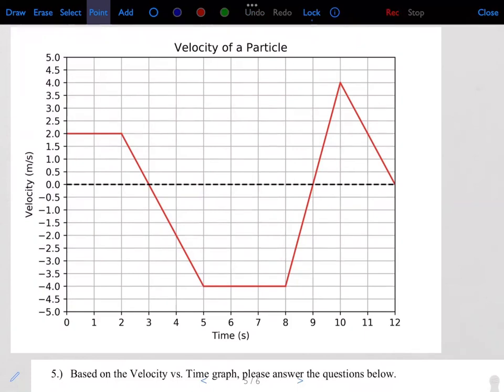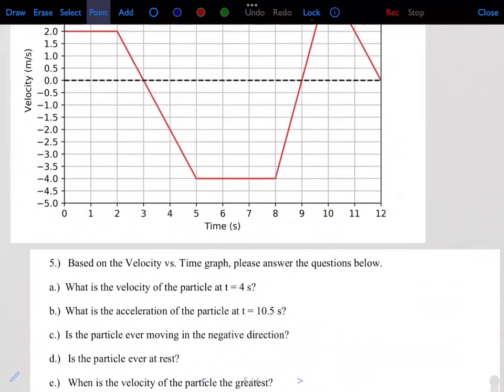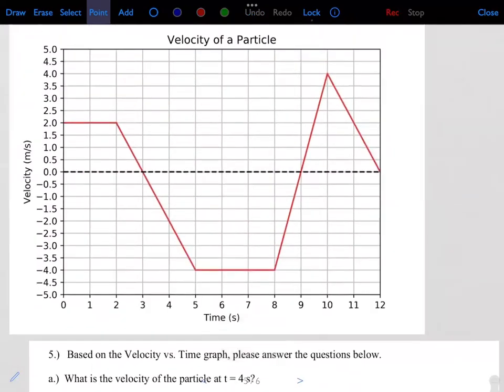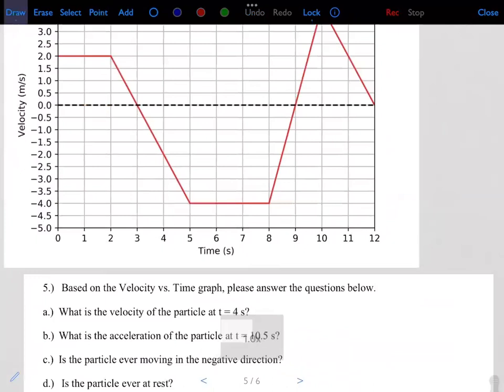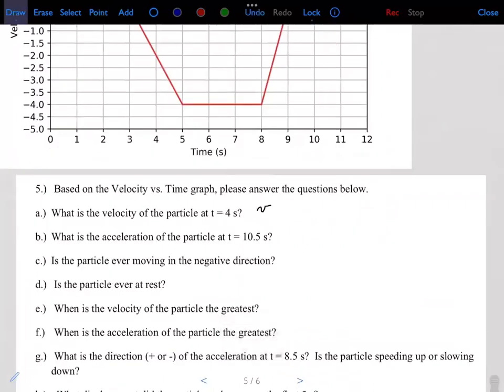Okay, so let's see if we can answer this question. So first question, what is the velocity of the particle at 4 seconds? Well, I'm asked about velocity. I can just read it directly off, right? So I go to 4 seconds, read this off. It looks like it's -2 meters per second. So let's say velocity at 4 is equal to -2 meters per second.